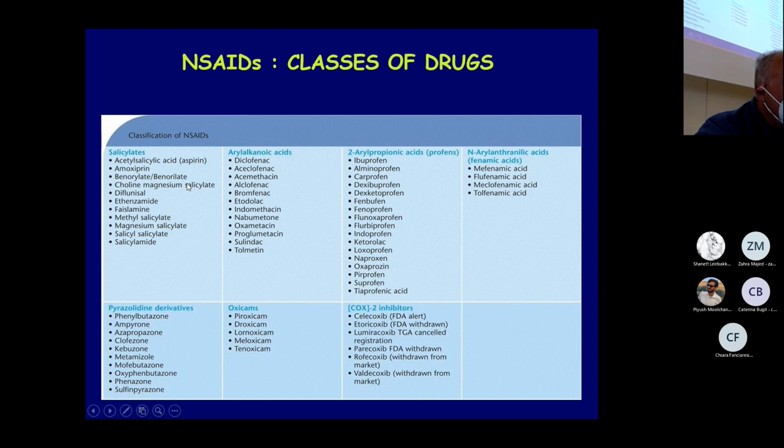From the historical point of view, the first family is represented by salicylates, in particular salicylic acid. It's a natural compound, but you see a lot of other compounds in the same class. Other classes: aryl alkanoic acids, aryl propionic acids, anthranilic acids, oxicams, the most recent class, and then COX-2 selective inhibitors.